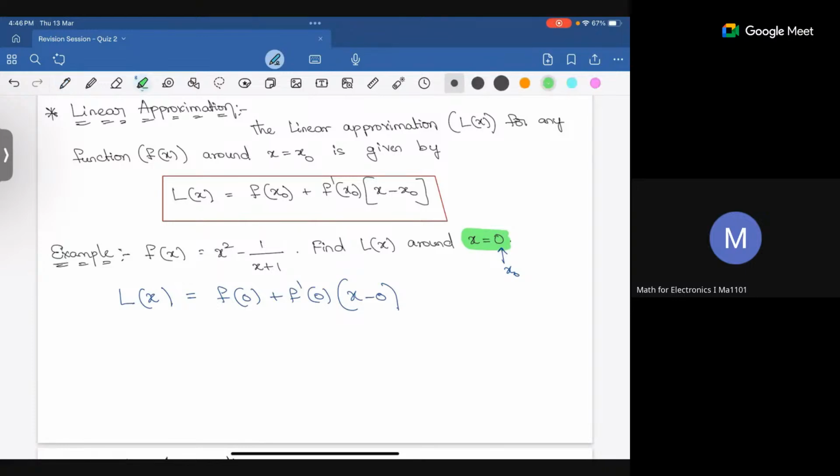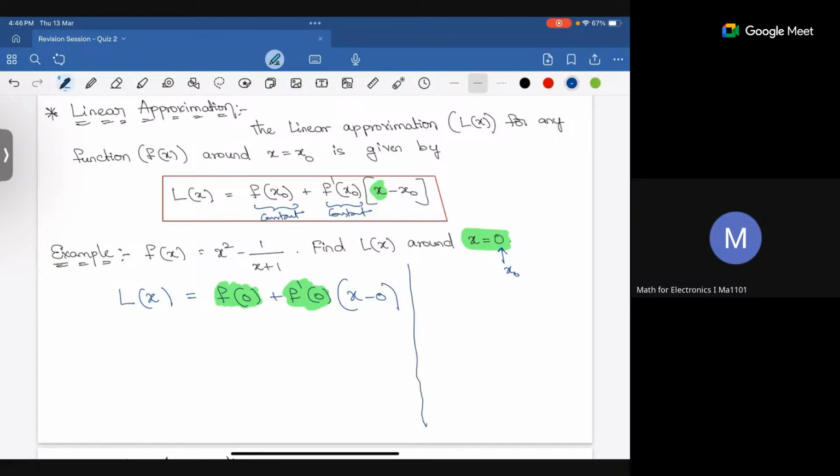Now you can see f of 0 is a constant, right? Once you know x naught, f of x naught is just a constant. So f prime of x naught is also a constant. The only variable is this x, and that is linear. So we have a constant plus some constant multiplying x, which is like a straight line equation. That is why it is linear approximation. Here also f of 0 we can find, f prime of 0 we can find. Both we can find.